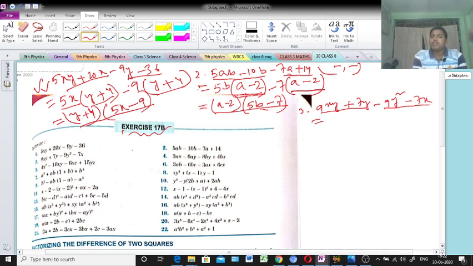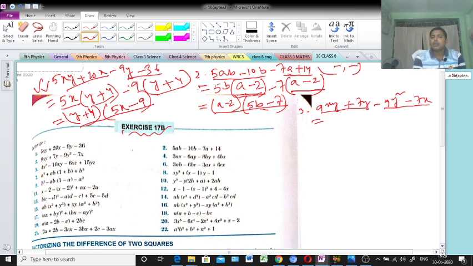Clear? Problem is there. Because we are not getting any common portion, no. From the first two terms we got the common portion, but from the last two terms we are not getting any common portion. Only minus is there. So that's why we will arrange it a little.